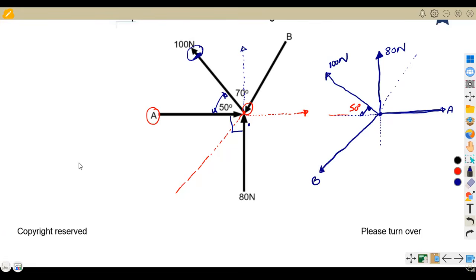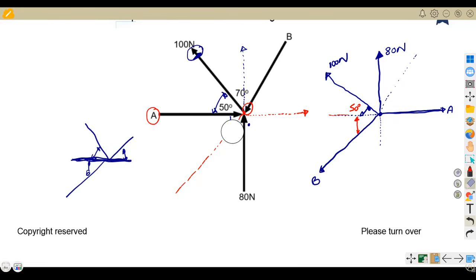Because the angle has to be between the horizontal line and the force. If the force is like this, this is the angle that you need. If the force is like this, this is the angle that you need. It's supposed to be between the force and the horizontal line. So we have to calculate or to find this angle here between the force and the horizontal line. That is this angle here. So how are we going to have this angle?